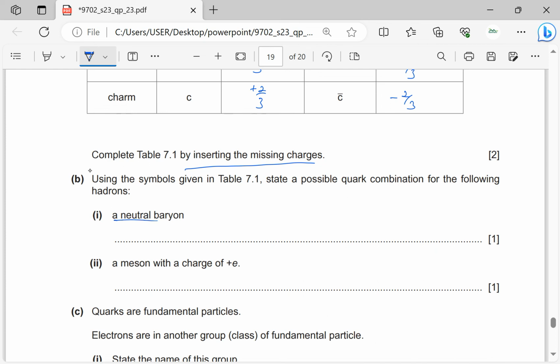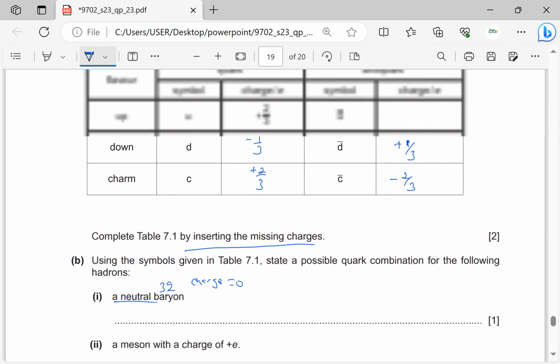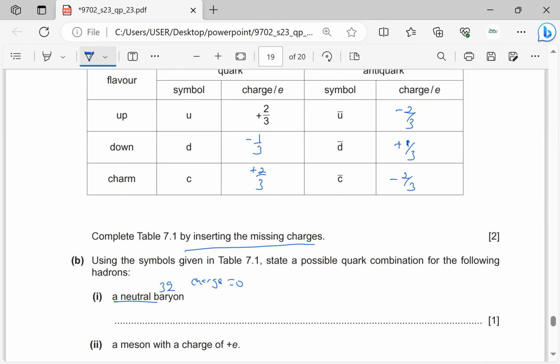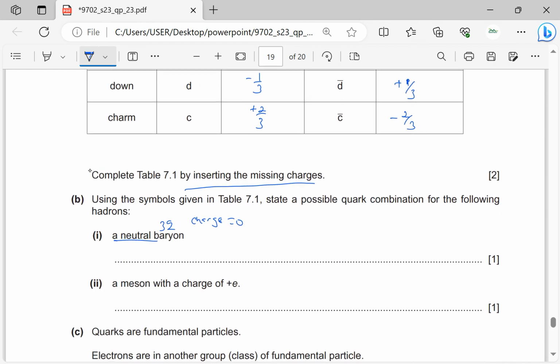A neutron, of course, a neutron has 3 quarks. A baryon has 3 quarks. A neutral baryon. Remember, baryon has 3 quarks, but it is neutral, so it should have charge 0. So just look here and see which combination gives you charge of 0. Plus 2 over 3. When I add 2 downs plus 1 up, that is 0. So you could say up, down, down.